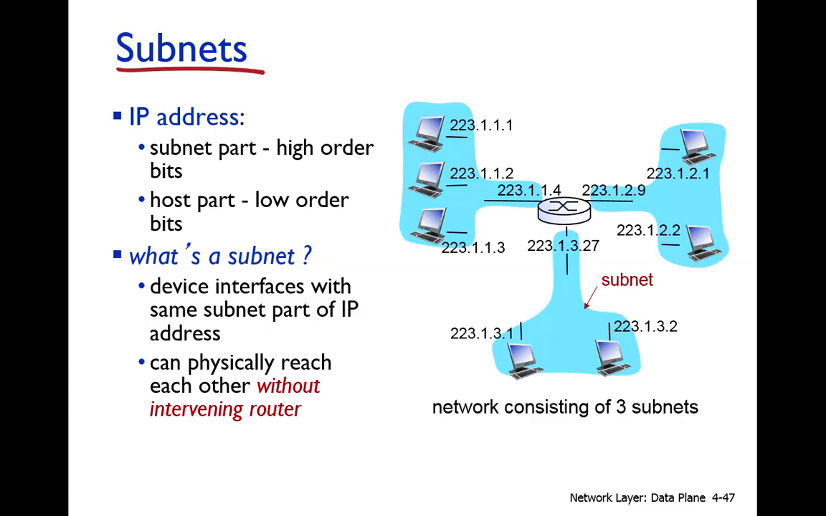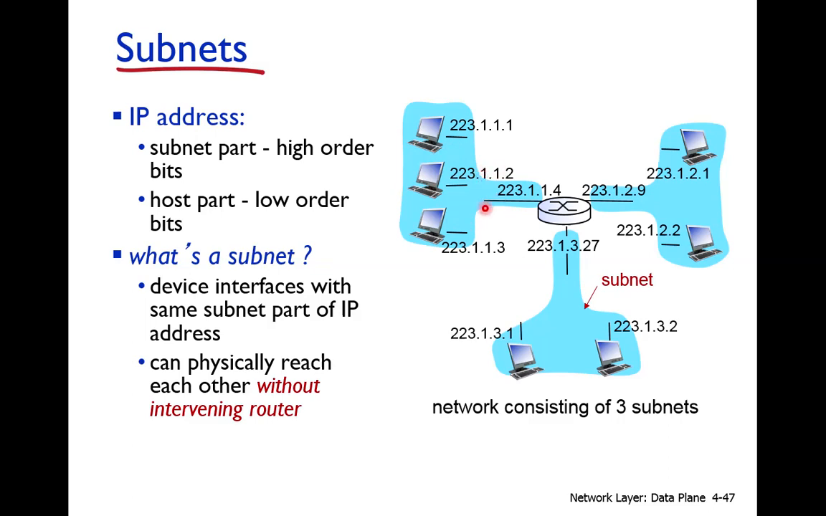Now the IP address has basically two parts. One is called the subnet part, or high order bits, and one is called the host part. A subnet is a collection of interfaces that are interconnected without a router. If you want to access from this interface to this one, you don't need to pass through this router, you can access directly. But if you want to move from this interface to this interface, you have to move through a router. So what is a subnet? These are device interfaces with the same subnet part that can physically reach each other without passing through a router. This is called a subnet.